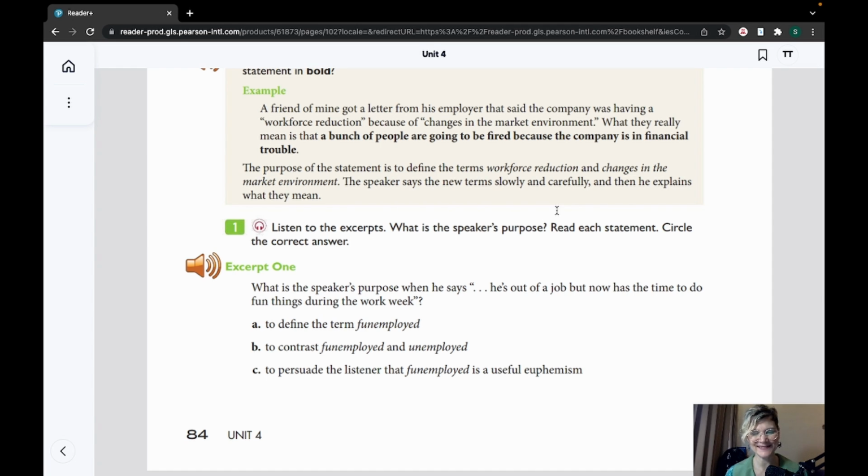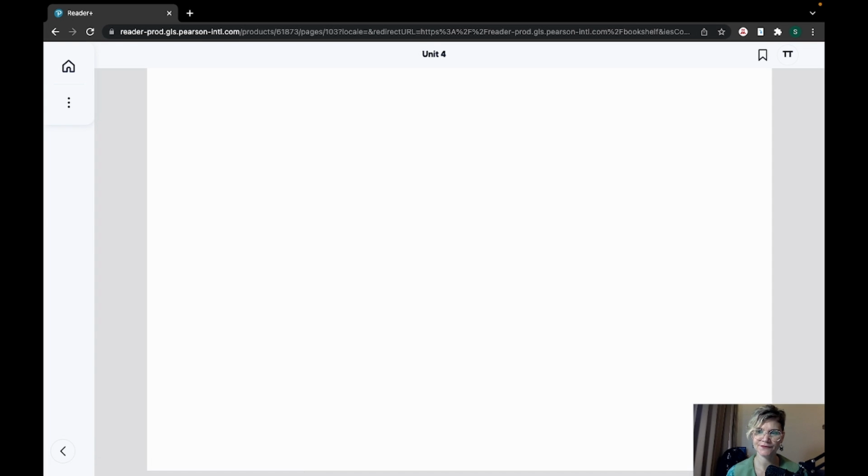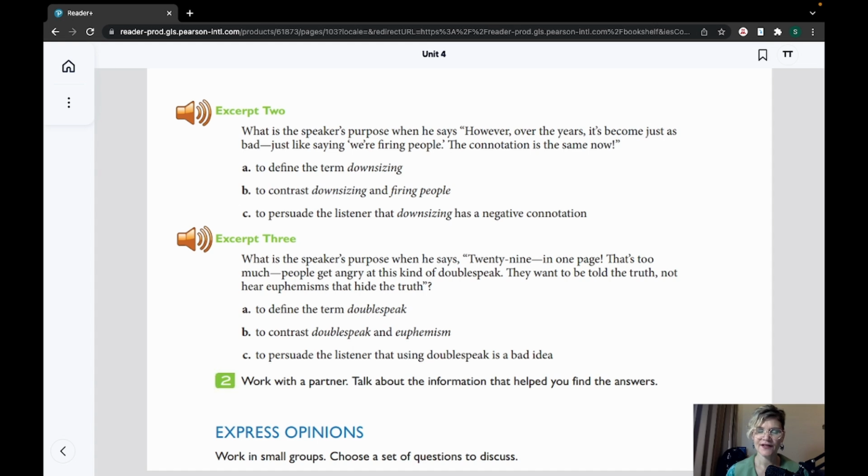Please answer. Is it A, B, or C? We're going to go to excerpt 2. Annotating for keywords also helps you to see the purpose, yeah? It makes it easier to follow the audio.